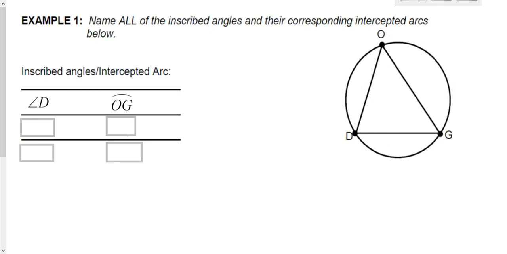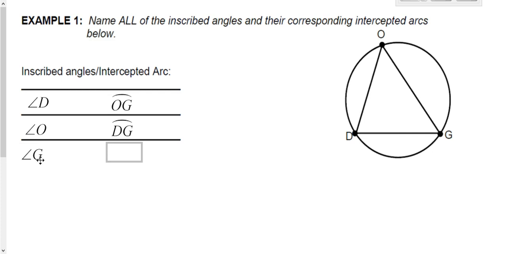Take a look at another one. Angle O here. Here's the two sides for angle O, and we can see this side starts over here, and the arc goes from G to D, or D to G. So again, angle O, the two sides are right here. The arc goes from here to here.